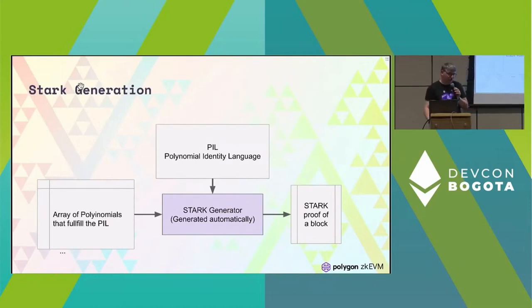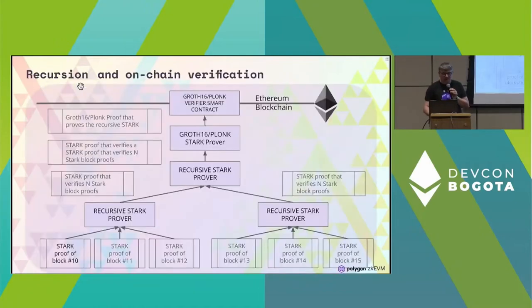Okay. So we have our recursion, and we can do that many times, and we can even aggregate. Then we can build a system that looks something like that. We can have many proofs of many blocks, and then we can pack them together in a kind of tree. Then at the end, in the last step, before sending to Ethereum, we just convert this STARK to the SNARK. And this is done quite automatically, so you need to care just about building the PIL, and the rest is quite straightforward.